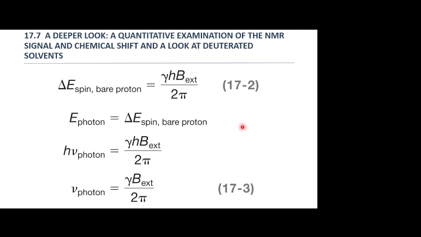Okay, so let's go ahead and look at some formulas. So this actually is the quantitative examination of your NMR signal, your chemical shift, and we need to also look at deuterated solvents because deuterium can actually help us differentiate hydrogens and tell more specific examples of geometry. Does anybody know how you would deuterate something, by the way?